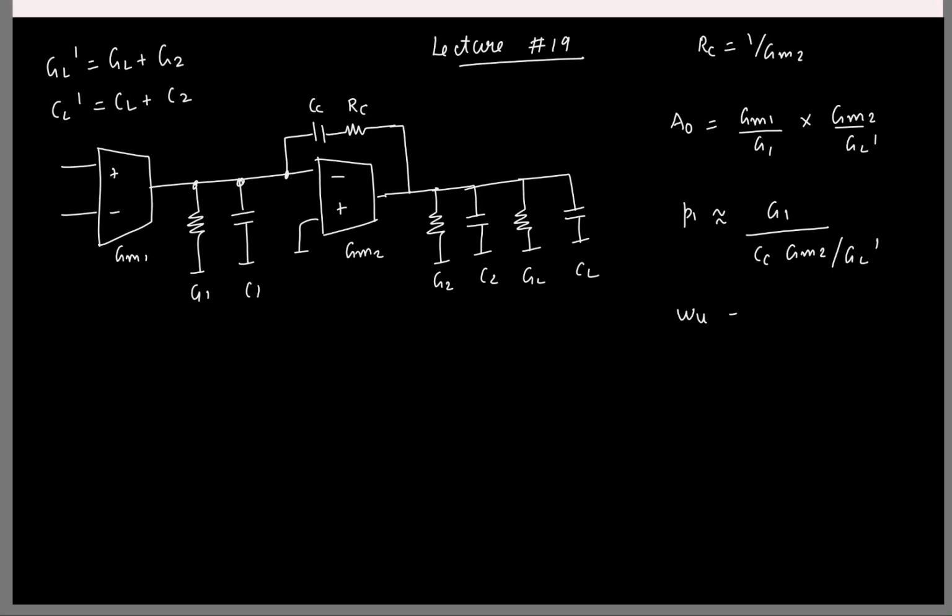You should remember these results. You have a quiz today. GM1 by CC. This is assuming the feedback factor is unity. If we have some other feedback factor, this gets multiplied by beta. And in general, if I reduce this feedback factor, what do you think will happen to the phase margin?